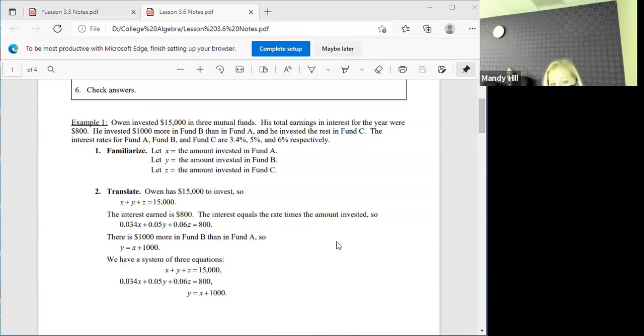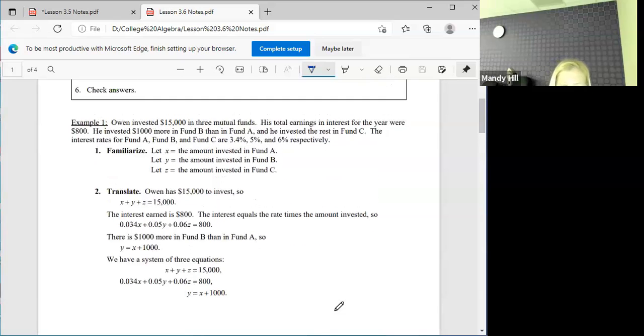Okay, so the first thing they did is decide what their variables were going to be. They let X be the amount invested in Fund A, Y the amount invested in Fund B, and Z the amount invested in Fund C. If this was me, I probably would have used A, B, and C because they're already letters and that's less confusing, but they've changed them to X, Y, Z, that's fine.